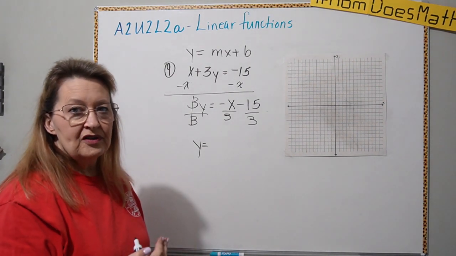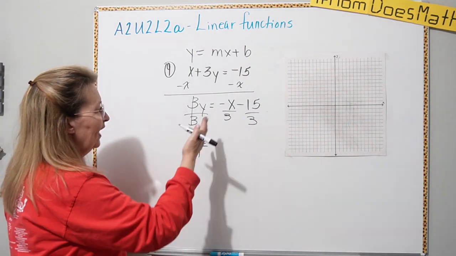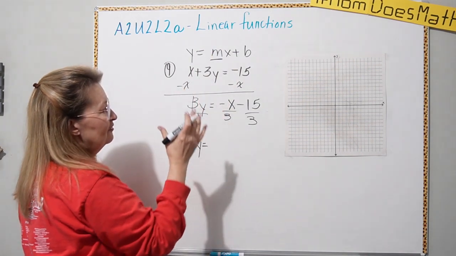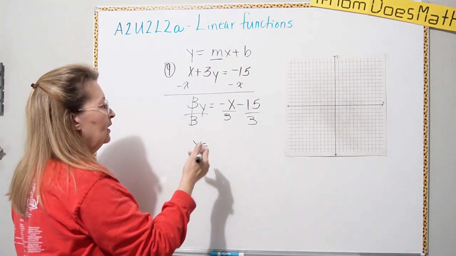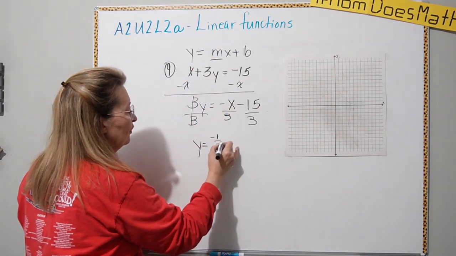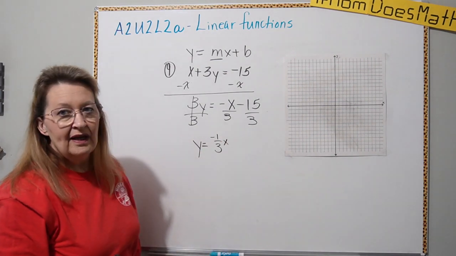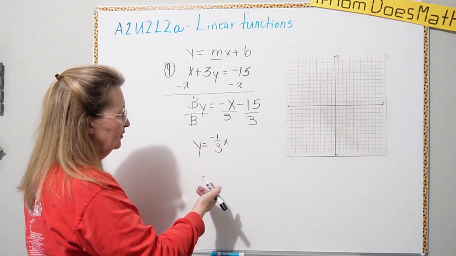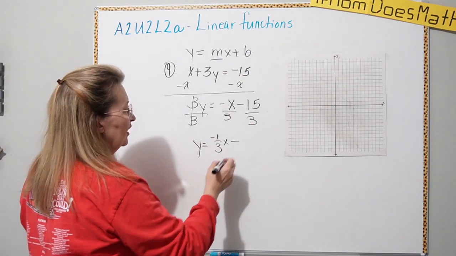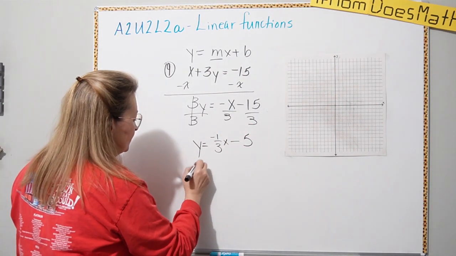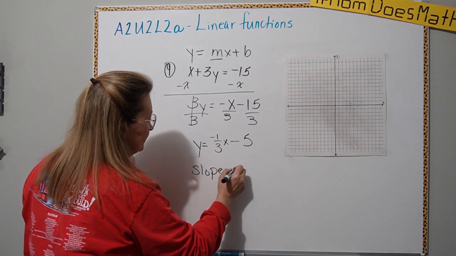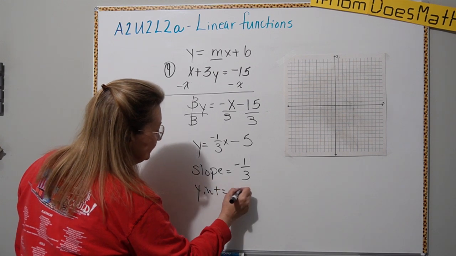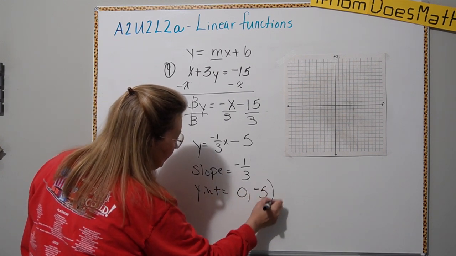That's kind of hard to read the slope from. So how do we rewrite -x over 3 as something with just a fractional coefficient? Well, we're going to make that -1/3 times x. -1/3 times something is the same thing as dividing by 3. And then 15 divided by 3 is 5. So here our slope is -1/3, and our y-intercept is at (0, -5).